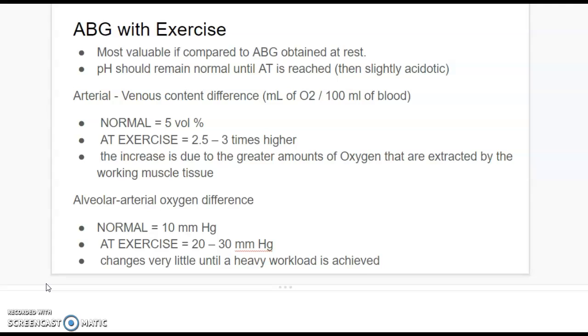The arterial to venous oxygen content difference is the milliliters of oxygen per 100 milliliters of blood. Normal is about 5, and then with exercise it should be 2.5 to 3 times higher than that. And this is due to the greater amounts of oxygen that are extracted by the actual working muscle tissues. Now, the alveolar-arterial oxygen difference normally should be about 10 mmHg, and with exercise it should increase to 20 to 30 mmHg. It's going to change very little until an actual heavy workload is achieved.